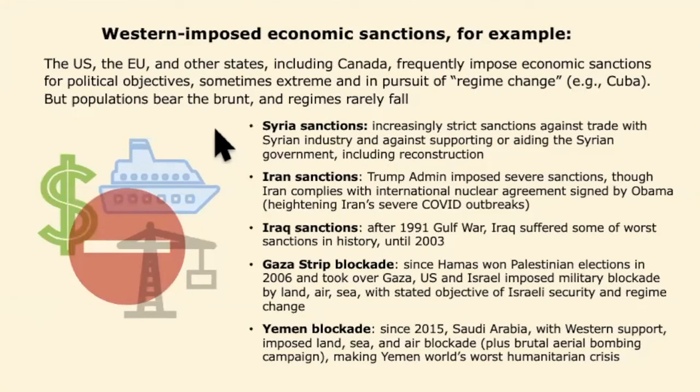So the Syria sanctions are a very important issue in the news today, but so are the Iranian sanctions. The Trump administration has imposed very severe economic sanctions, even though Iran has been in compliance with the international nuclear agreement that it signed in an arrangement led by Barack Obama. So Trump pulls out of this nuclear agreement and imposes sanctions on Iran. Other examples include the sanctions against Iraq throughout most of the 1990s until military invasion toppled the country, the Israeli blockade of the Gaza Strip, and the Yemen blockade at the southern tip of the Arabian Peninsula. Since 2015, Saudi Arabia, with Western support, has imposed a land, sea, and air blockade, plus ongoing brutal aerial bombing, making Yemen one of the world's most severe humanitarian crises.